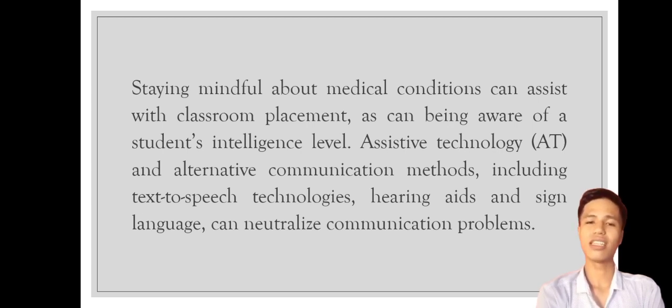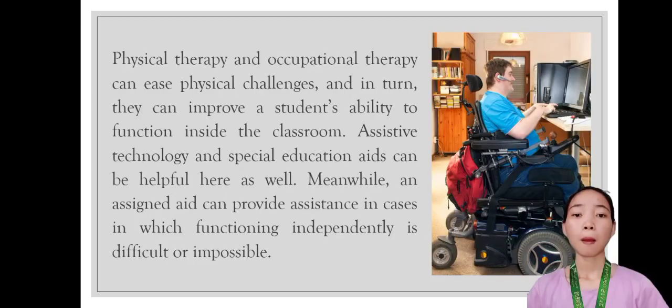Assistive technology and alternative communication methods include text-to-speech technology, hearing aids, and sign language, since they can neutralize communication modes. This technology and these alternative methods are effective and essential to students with multiple disabilities, specifically those students who have difficulty in hearing, listening, and speaking, the so-called deaf and mute.